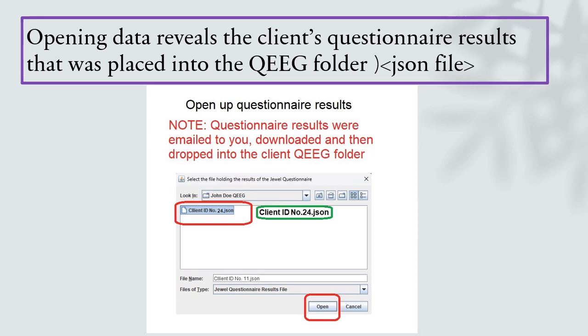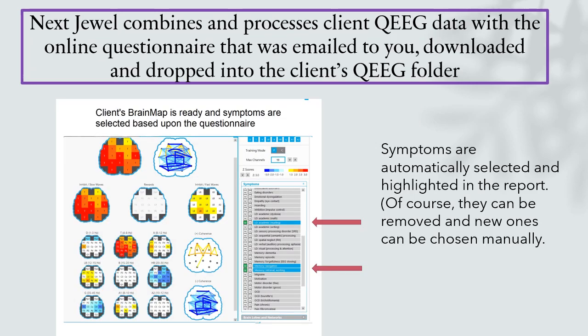If you remember, John Doe was client number 24. That was the unique ID you gave him. We're going to click on this, populate the file name window, and then click Open. And now when we click Open, the combination process begins. Now what happens is you'll see the wheel going around, and the brain maps are going to be populated with data. But something else happens that's brand new.